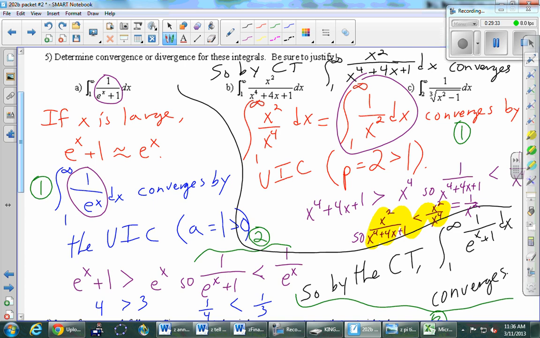Absolutely. Yeah, you can use these acronyms. Before I wrote the UIC this morning, I wouldn't have had any idea what that meant, but now I understand what it means. So if you go to some other math teacher and say, you know how the UIC says if A is bigger than 0, it converges? They won't have any idea what you're talking about.